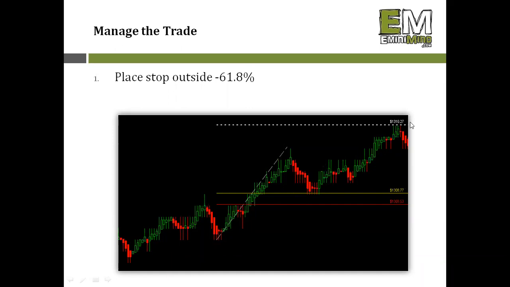And then the other area as far as managing the trade goes: stop outside the 61.8, and then targeting the negative 23.6 is a really useful area. Essentially, you're looking at a move 20% beyond, in this case, its high. And a lot of times you'll get reversals there. Sometimes they're short term, and we'll talk about some ways that you can stay in winning trades longer.